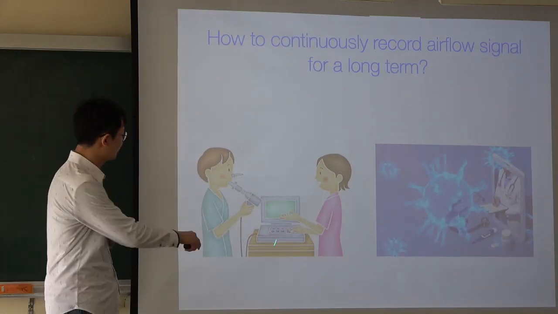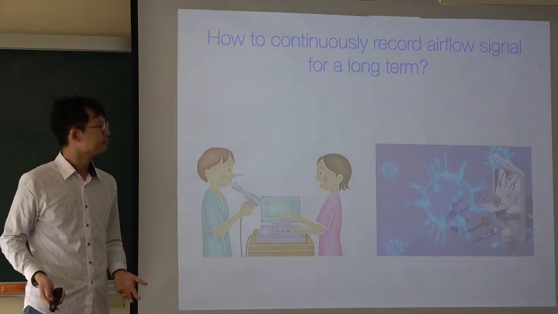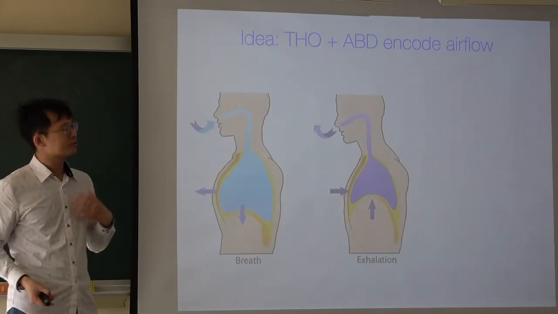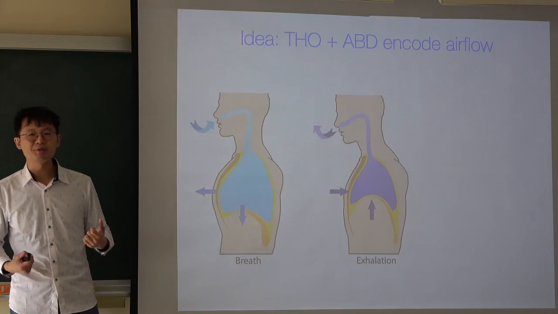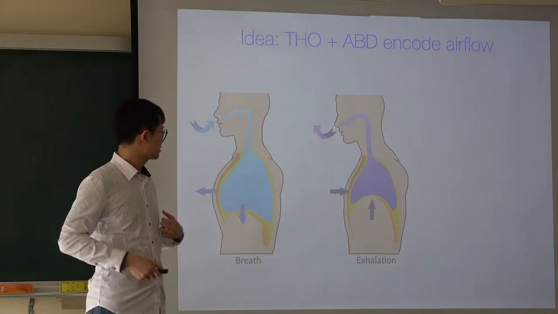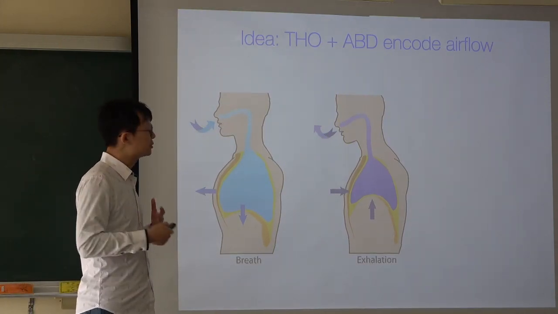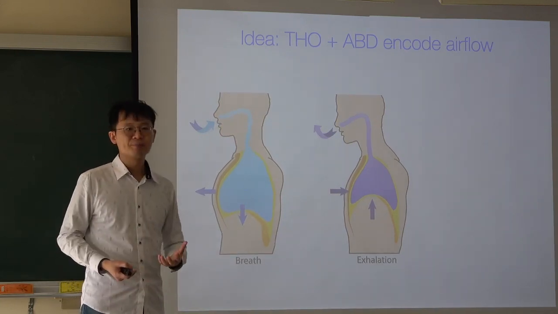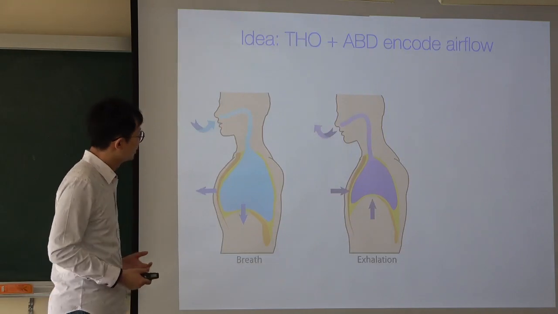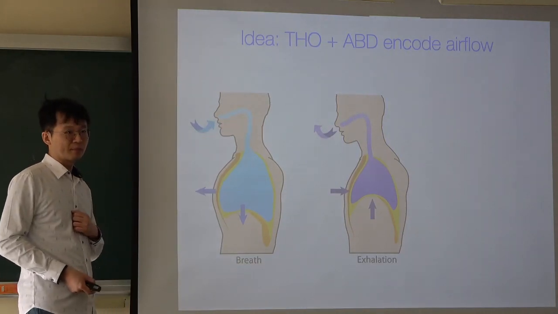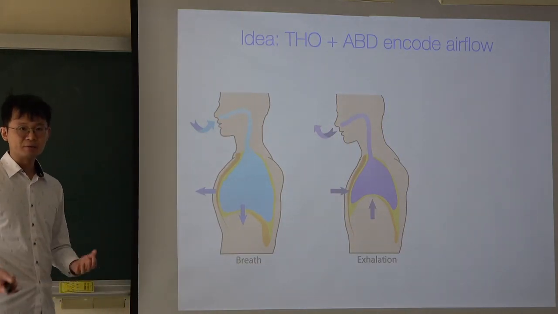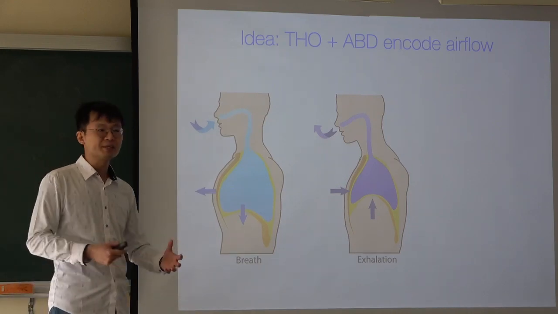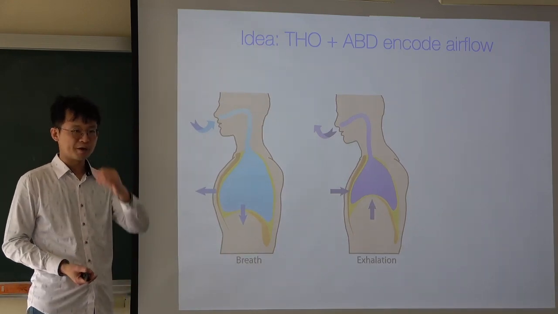But at home, you do not have these bulky devices. Then what can you do? So a very natural question is, suppose we are able to easily record your thoracic movement or abdominal movement. Then can we predict or reconstruct the airflow signal? If we can, then at home, we may not need a bulky device to record airflow signal.